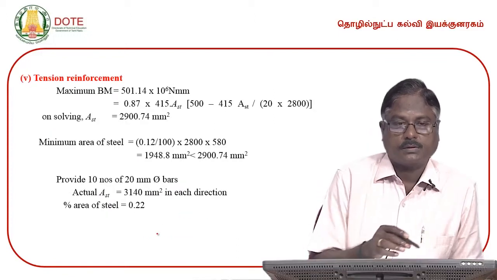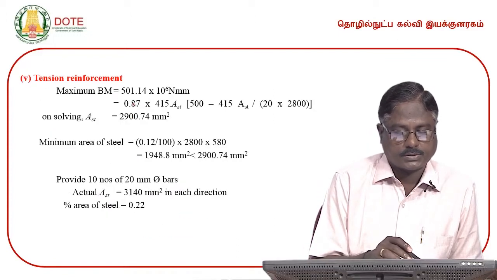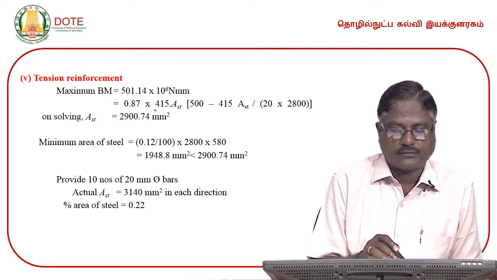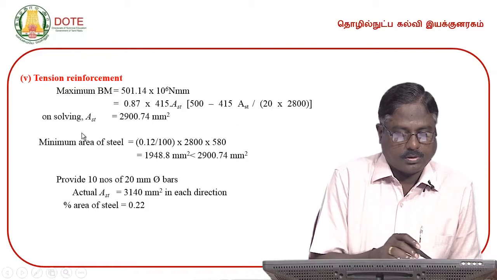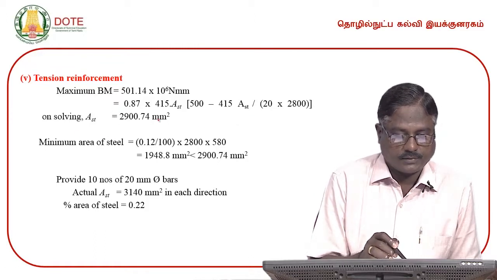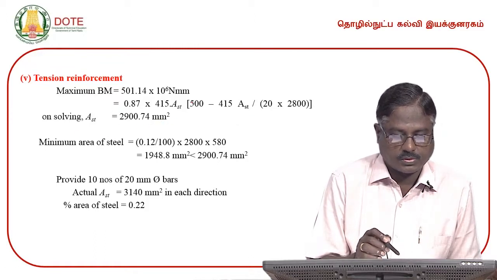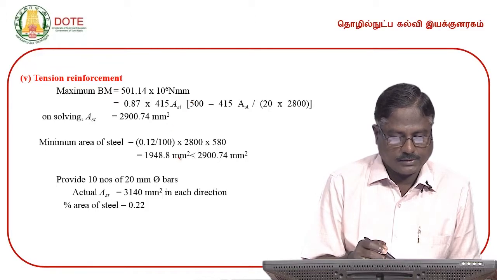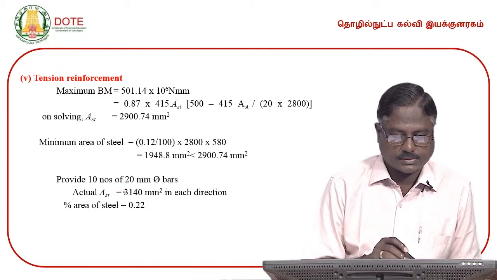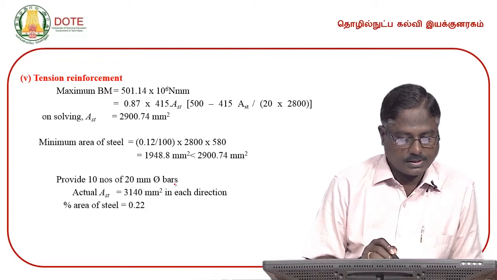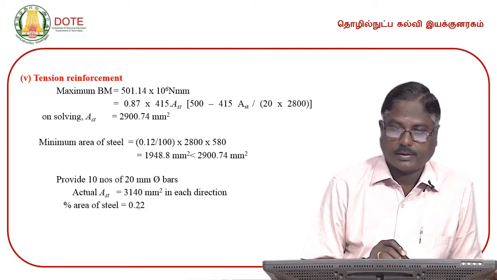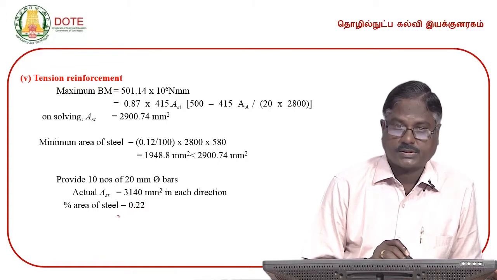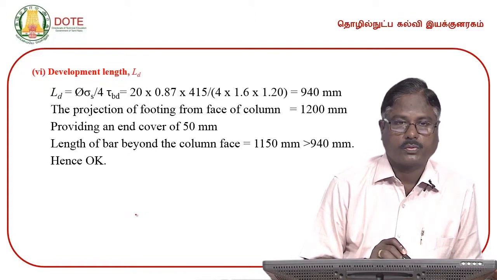Tension reinforcement: equating the bending moment to the equation 0.87 Fy Ast into d minus Fy Ast by Fck into b. On solving the quadratic equation, the area of steel is found to be 2900 millimeter square. Check for the minimum area of steel and provide the number of bars. Here it is 10 numbers of 20 mm dia bars, and the actual area of steel is found to be 3140 millimeter square in both the directions, and the percentage of area of steel is 0.22.